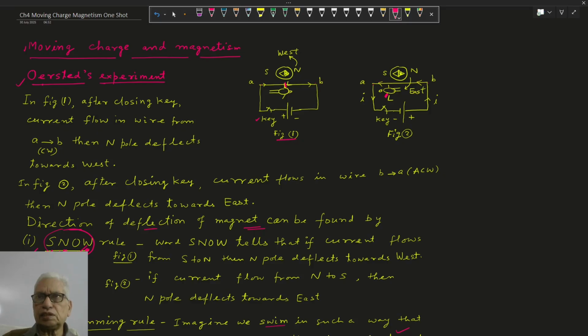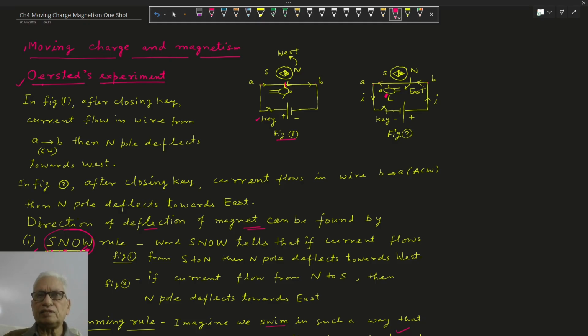After closing the key, current flows from A to B and the north pole deflects towards the west. In the second figure, the current flows in the opposite direction, from B to A, and the north pole deflects towards the east. So by Oersted's experiment, we can say the current produces a magnetic field which interacts with the compass needle, a small magnet. Due to the interaction, there is a deflection in the north pole.